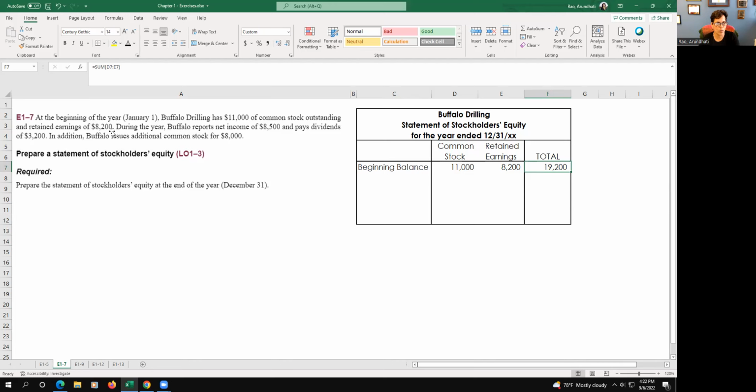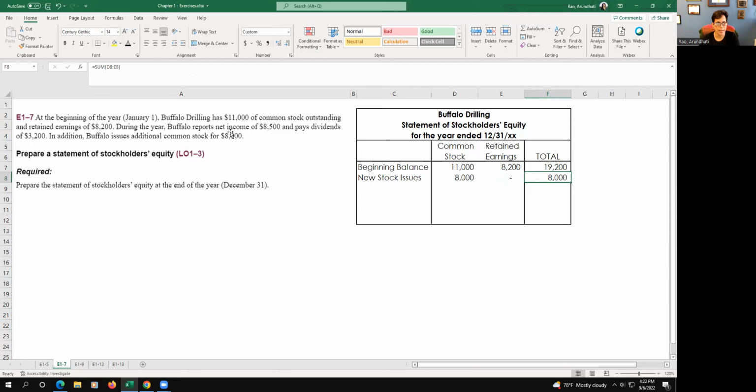So let's take the information over here, these next two sentences. During the year, the company reports net income of $8,500 and pays dividends of $3,200, and they issued additional common stock of 8,000. So we will start with the new stock issue, and that's 8,000. It's put in this column for common stock. It doesn't affect retained earnings. Nothing for retained earnings. You can either put zero or just leave it. I think in Connect, you just leave that. You don't do anything over there. The total is 8,000. New stock issues for the year is 8,000. It affected common stock, not retained earnings.